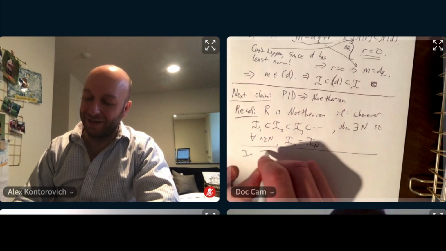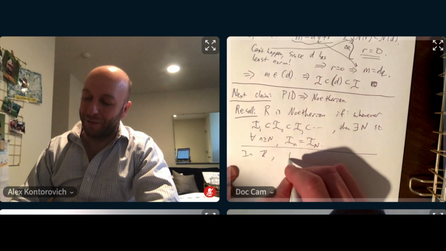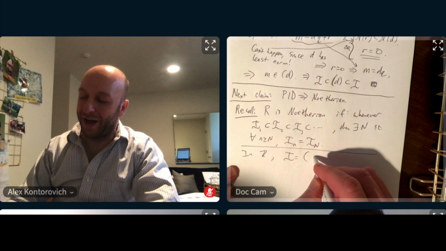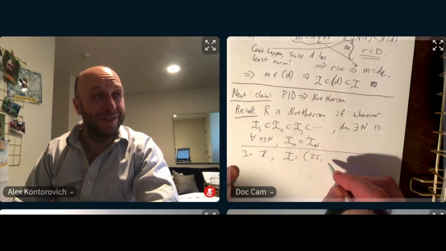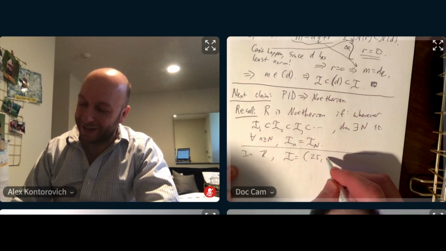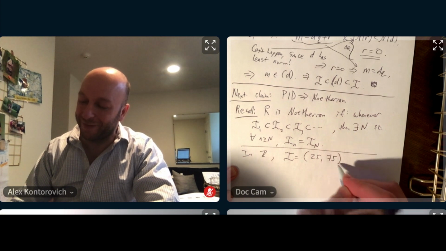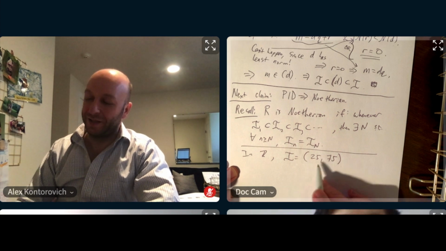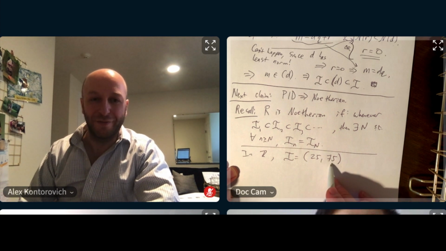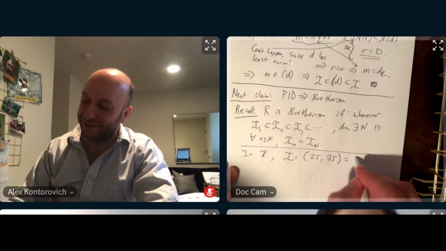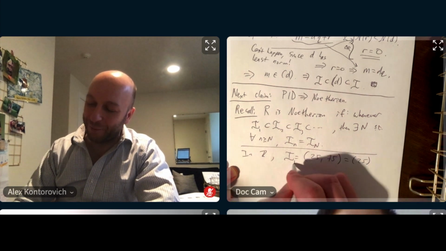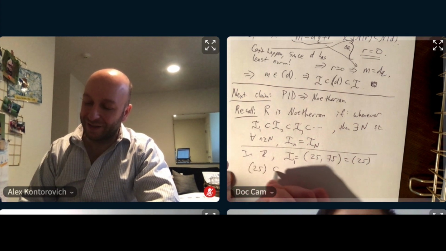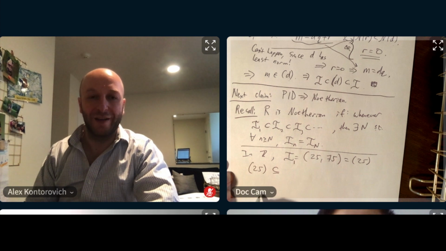So in Z, let's start with the ideal generated by 25 and 75. What's the ideal generated by 25 and 75? So this is all multiples of 25 plus all multiples of 75. Yes, that is all multiples of 25. So that's I1. Now, what is an ideal that contains all multiples of 25?